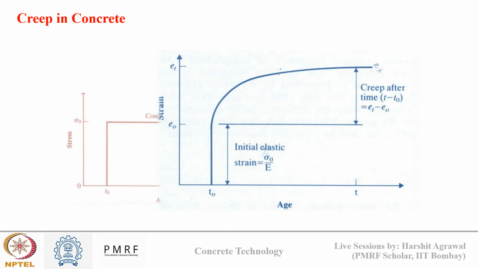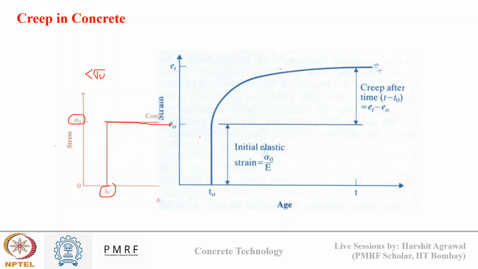Now the same thing we can understand from the stress-strain relationship also. Under a constant applied stress of sigma naught, which is very much less than the ultimate stress, after a time t naught I'm applying a sigma naught stress, and this is continuously applied. Under this stress, there is a continuous increase in strain.